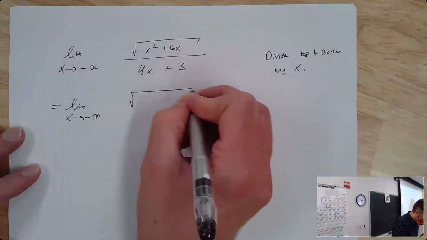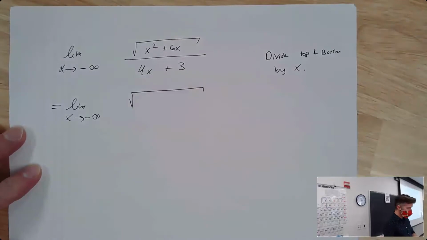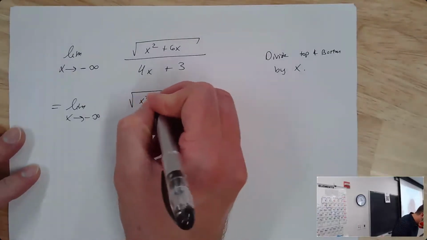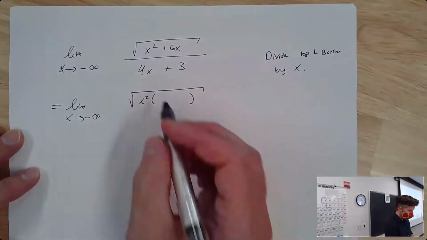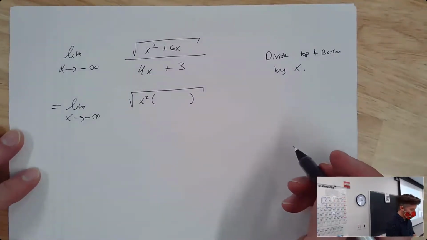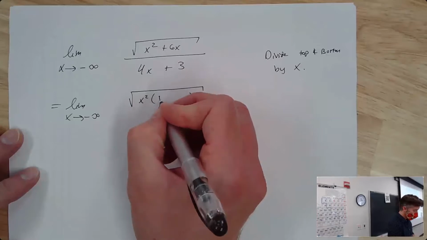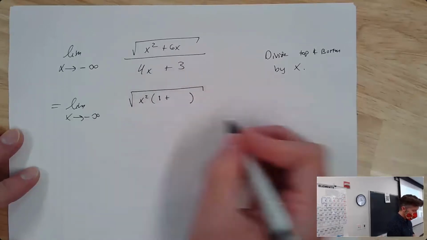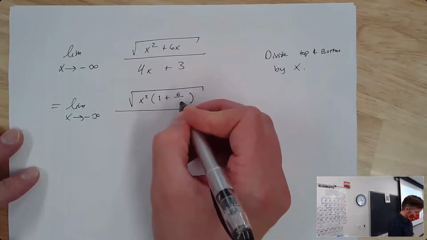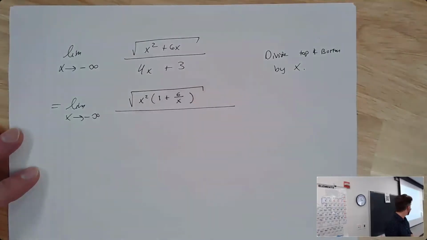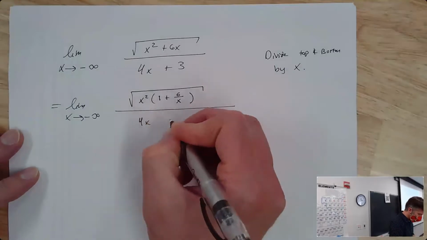I'm going to rewrite the square root of x squared plus 6x as the square root of x squared times what's left after I factor out an x squared from x squared plus 6x. 1 plus what? It goes there. Exactly. And the bottom, still boring, 4x plus 3.